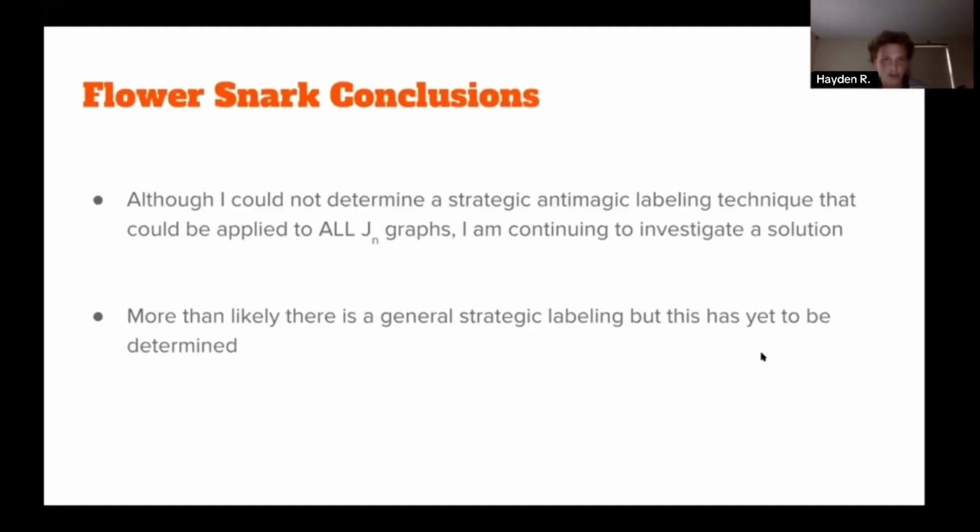So in conclusion with the flower snark, although I was not able to determine a strategic anti-magic labeling technique that could be applied to all the J sub n graphs, I'm continuing to investigate this solution. It's definitely more than likely that there is a generic strategy, but this is something that is yet to be determined.